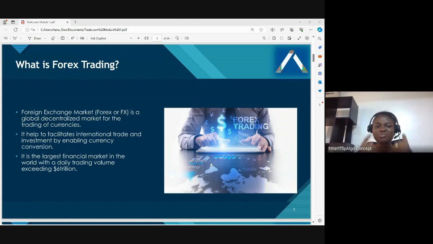One person cannot determine what is happening there. And that's why we use the word decentralized. It is not determined by a particular entity or by a particular person. So what this means is when it comes to pricing, it is determined by various people. Why? Because there is no particular person that manages the market. So that's why we call it a global decentralized market for trading of assets, financial assets. So I don't want to use just currencies, but financial assets.